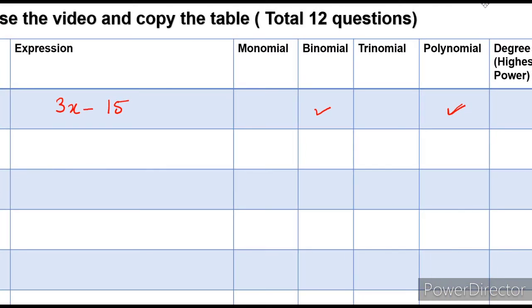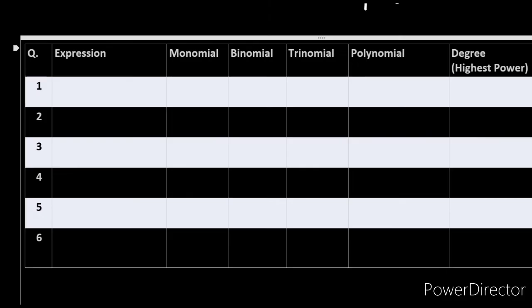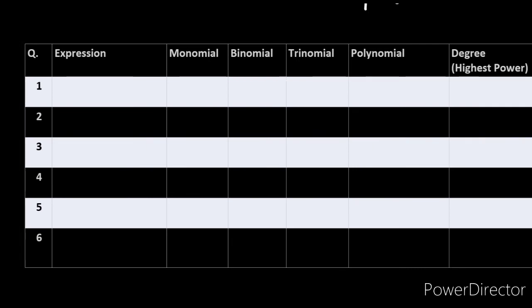For example, if I write 4x square minus 16, again there are two terms, hence it is a binomial, it's a polynomial, degree is 2. So this is what we have to do. There are a total of 12 questions, difficult ones at the end. Make a note of this, and this is your homework. These are the questions. Copy it down and then continue with your homework.